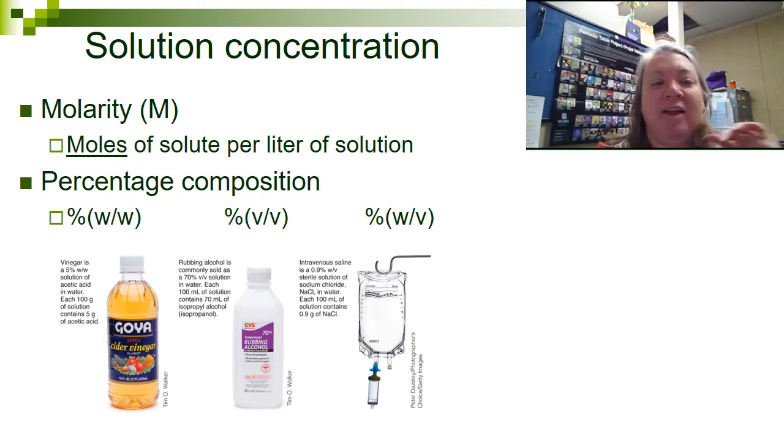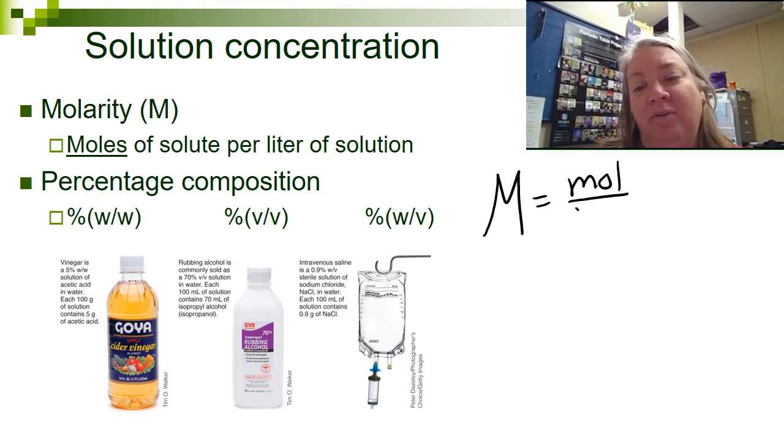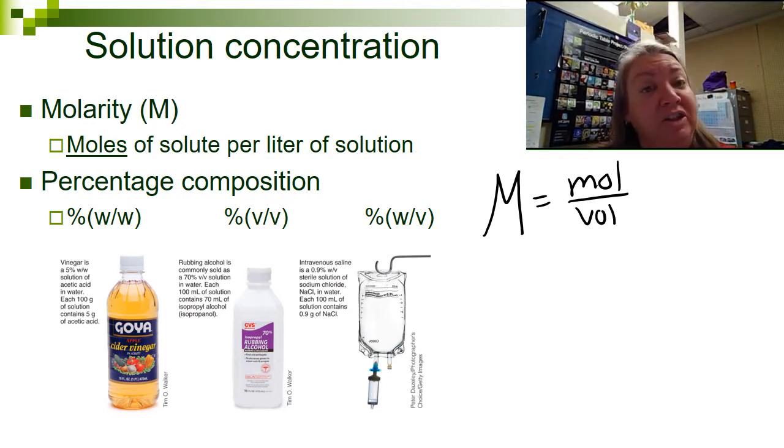Here we go. So here's our basic equation. Big M is moles over volume. Now this is, like I said, one of the equations we will be using, and you might have to rearrange this equation. So let's look to see what other variables we could solve for.